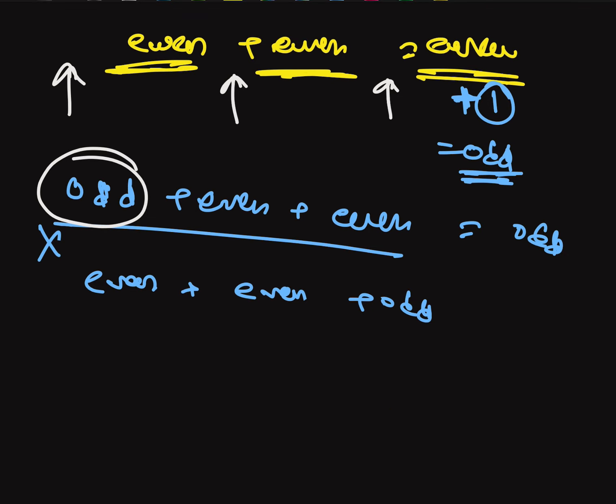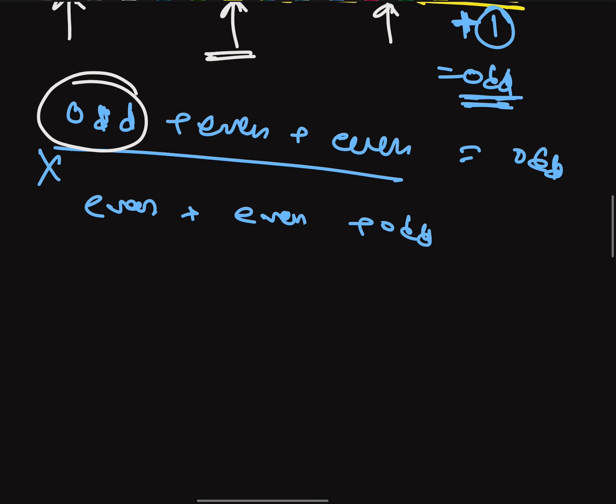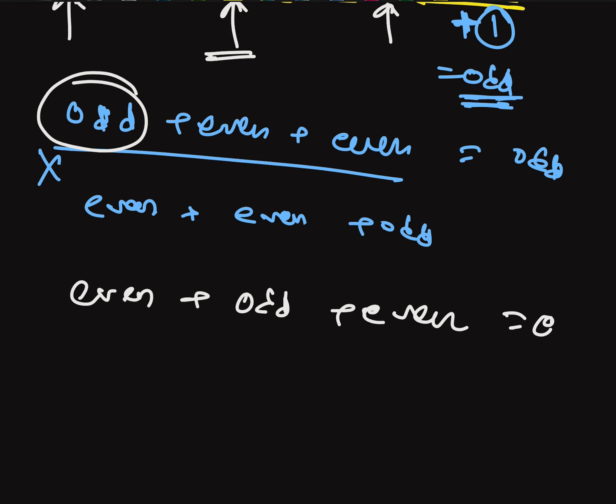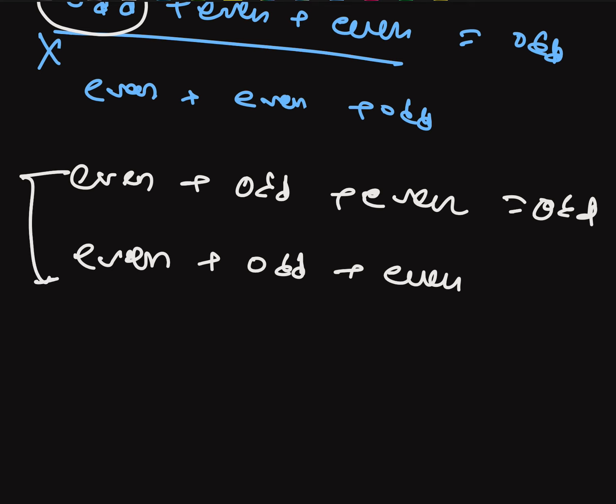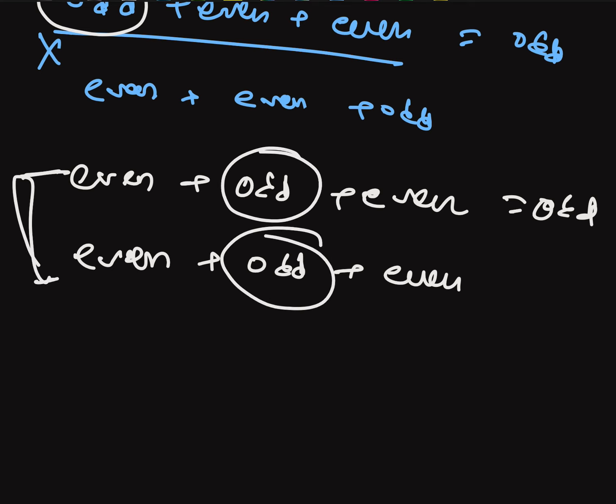So now let's explore the middle position. It will be even plus odd plus even, then we also get odd length in a string. Now if we reverse this, it will be even plus odd plus even. So now you can check that both are equal. So we can place only one odd character at the middle.